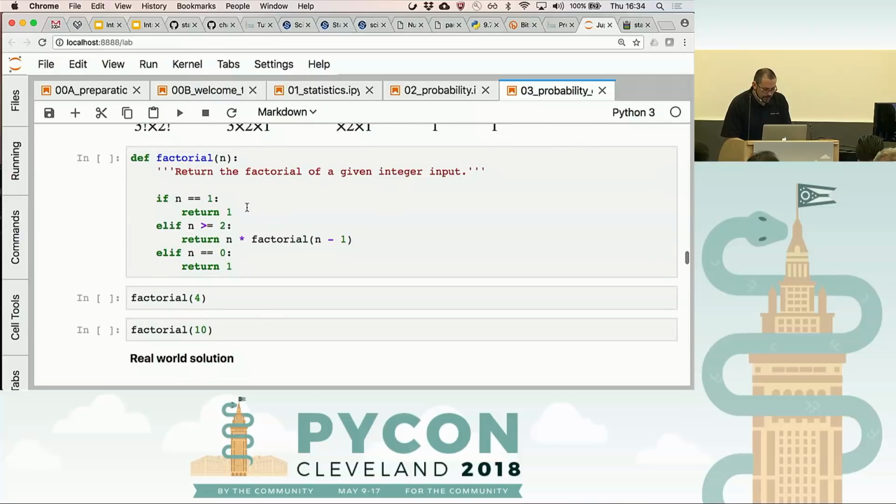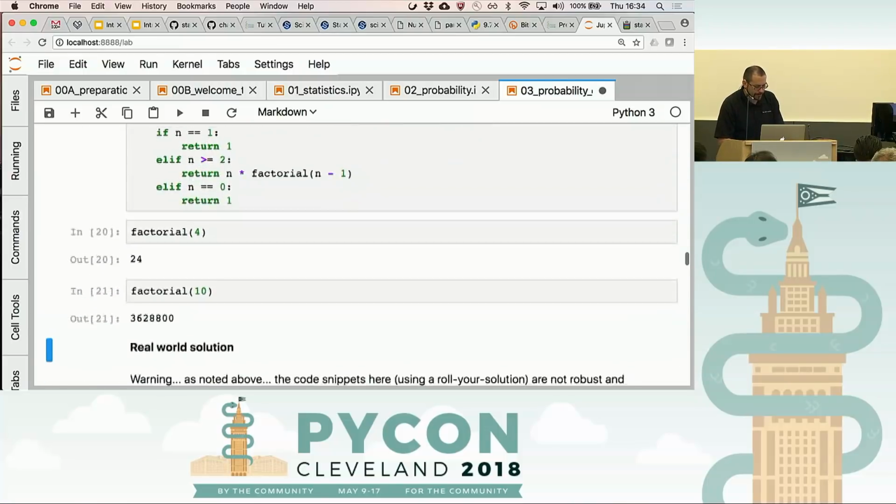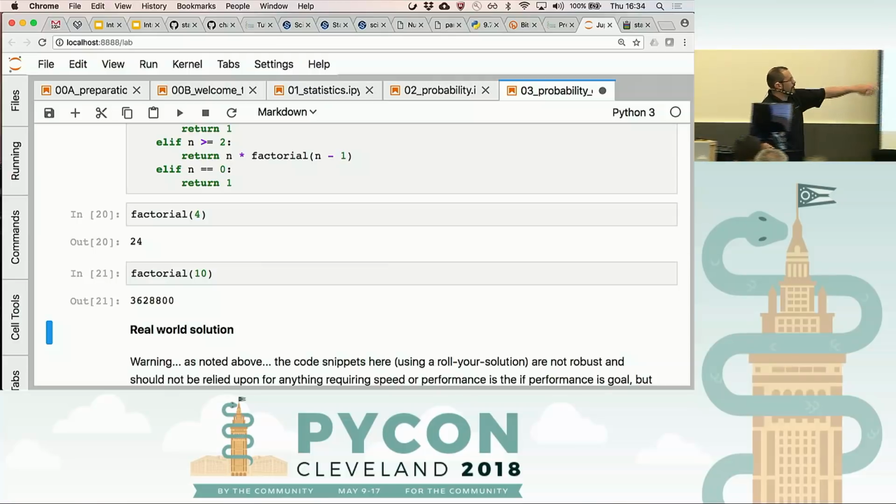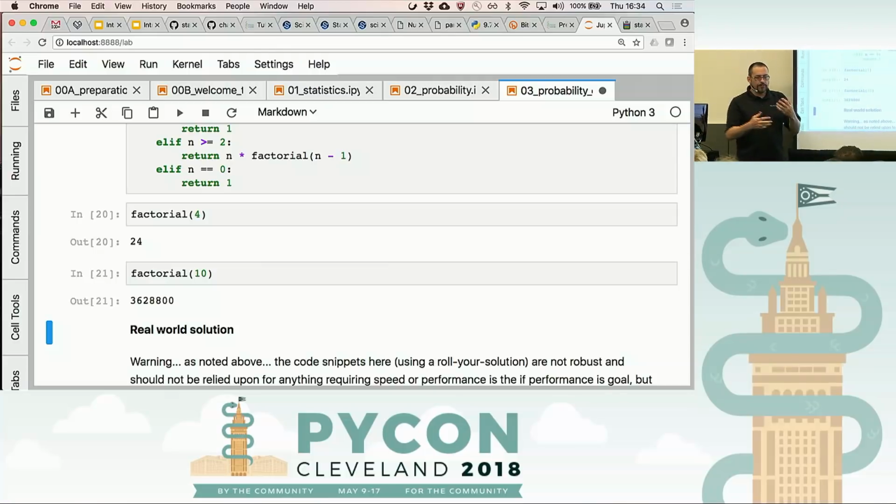I've got a little function here. We'll calculate this, calculate that. I'll let you figure out the details of the function. But I've got a function that will calculate factorials for us.